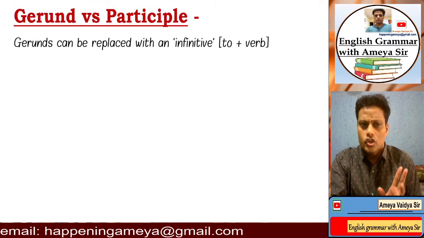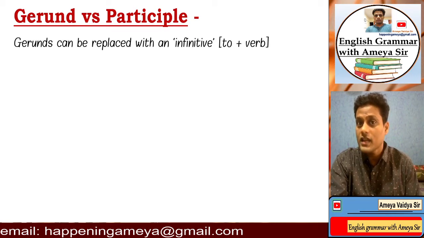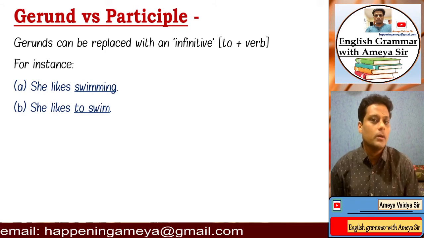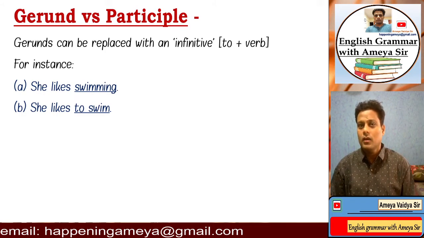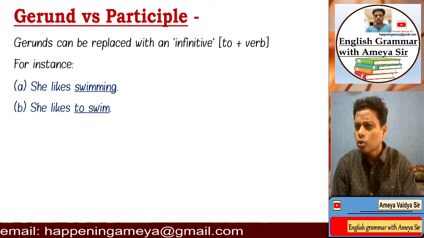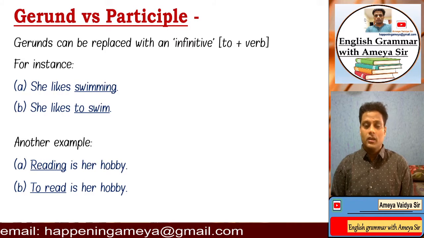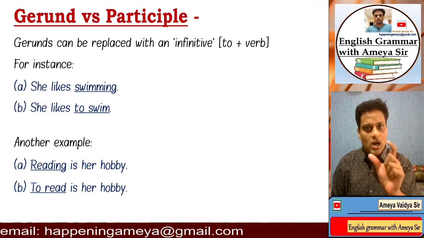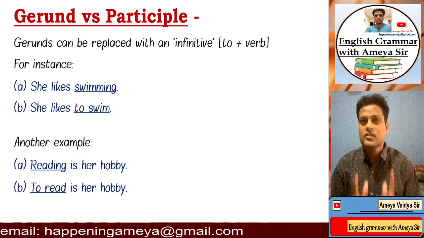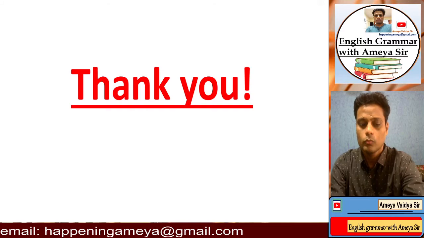Okay. Now, one more distinction is gerunds can be replaced with an infinitive. That is the to plus verb form. Now, that's not the case with the participles. Look at that. She likes swimming. You can say she likes to swim. She likes swimming, she likes to swim, because it's just a thing. So, what does she like to do? To swim. One more example. Reading is her hobby. That's a good hobby, by the way. Reading is her hobby. To read is her hobby. It's a perfect substitute. And then you know that it is a gerund, it isn't a participle. Gerunds can be replaced with an infinitive without changing the meaning.